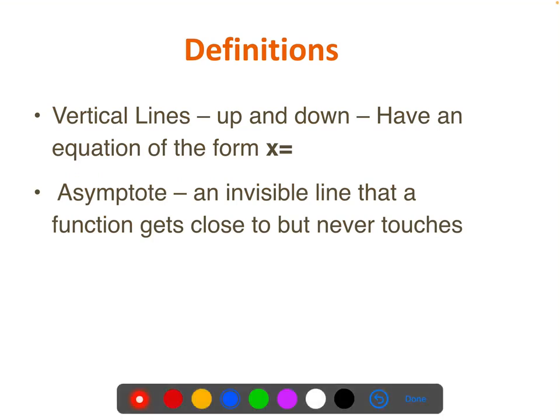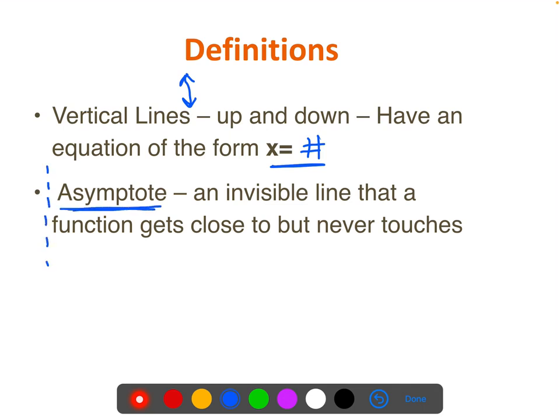Some definitions. Vertical lines go up and down. Remember, side to side is horizontal. Vertical goes up and down, and they have the equation x equals a number. Vertical lines are straight up and down, and this is their equation, x equals some number.